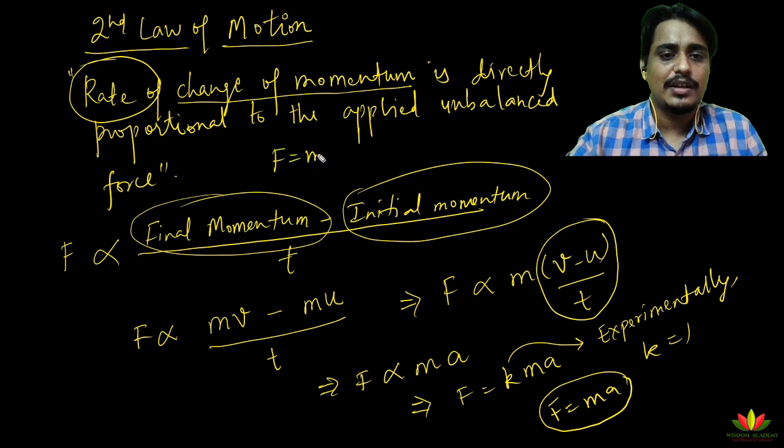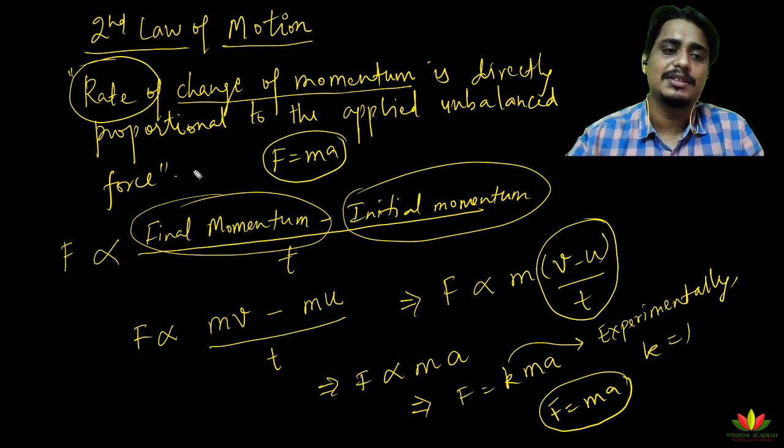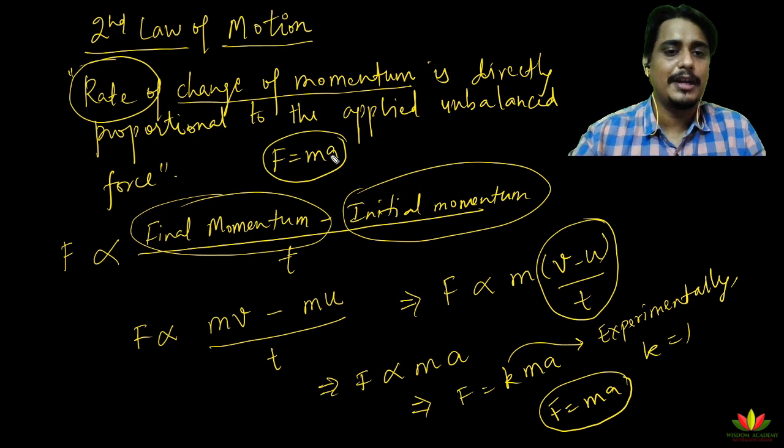In many places, you would have seen that the second law of motion is F is equal to ma. You should not remember it in this way. Otherwise, you will forget this derivation or the relation. Rate of change of momentum is directly proportional to the applied unbalanced force, and if you solve this, at the end you will get F is equal to m into a.